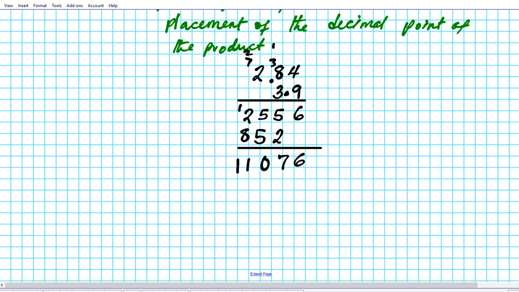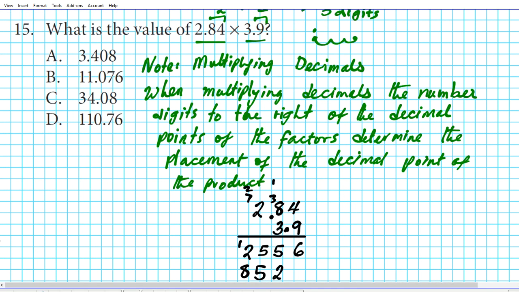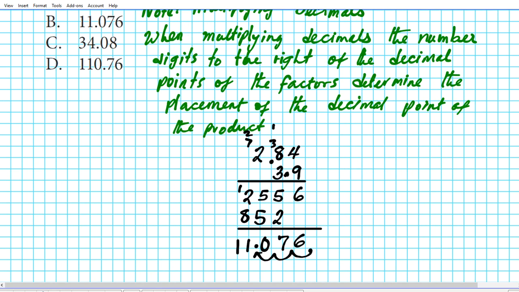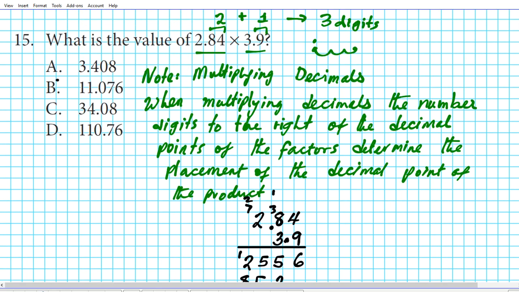Now, the question is, where do we place the decimal point? We have three digits, so what we'll do is we'll start from here, and then we're going to move it three places to the left, 1, 2, 3. So we have only three digits to the right of the decimal point. So our final answer, 2.84 times 3.9, is equal to 11.076. The answer to question number 15 is option letter B.